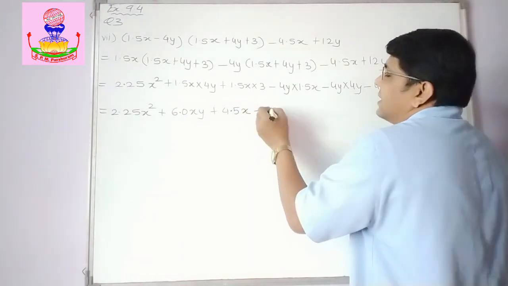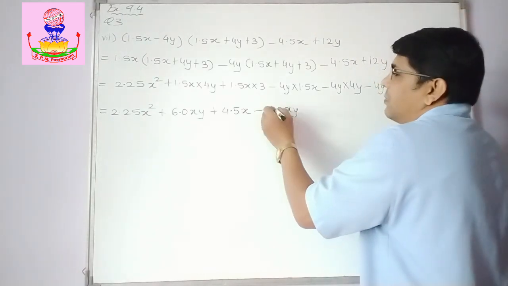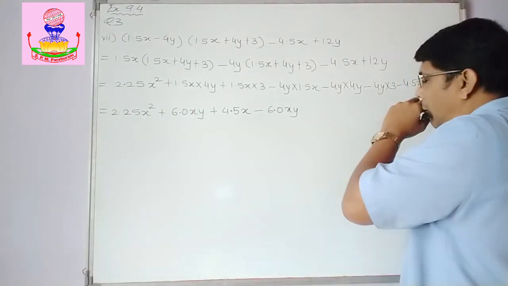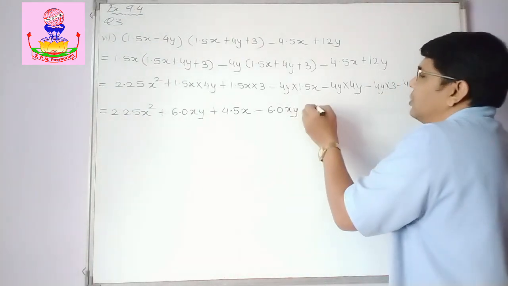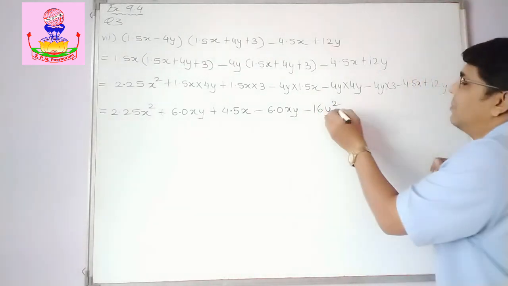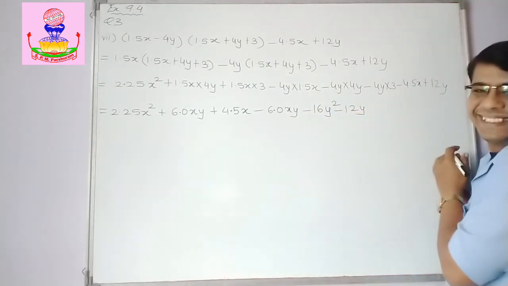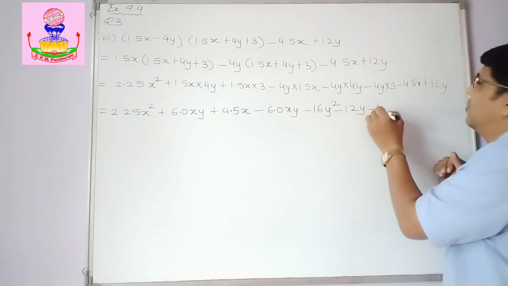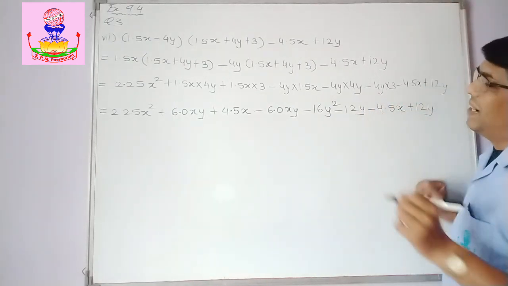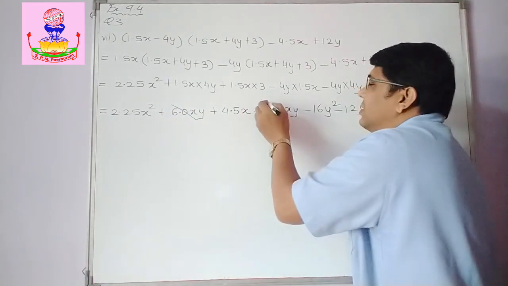4.5x minus 15 fours are 60, xy. Decimal point after 1 digit. So 6.0xy. Minus 4 fours are 16, y into y, y square. Minus 4 threes are 12y. Minus 4.5x and plus 12y. Now see what is going to happen.